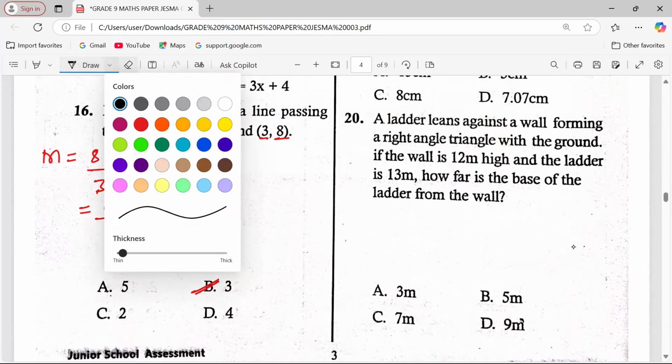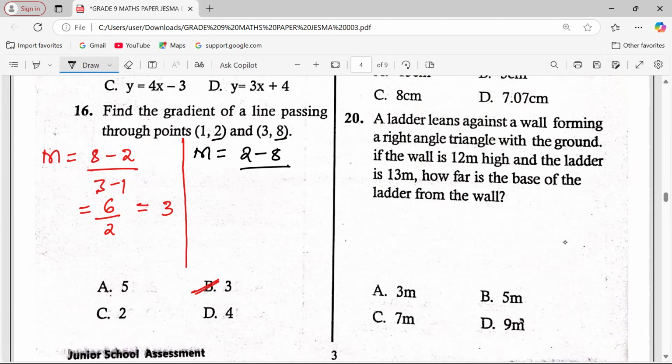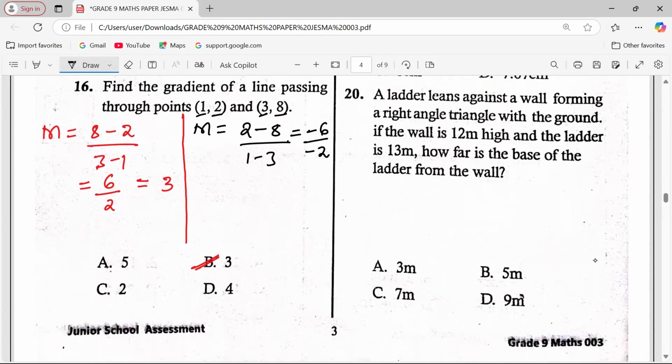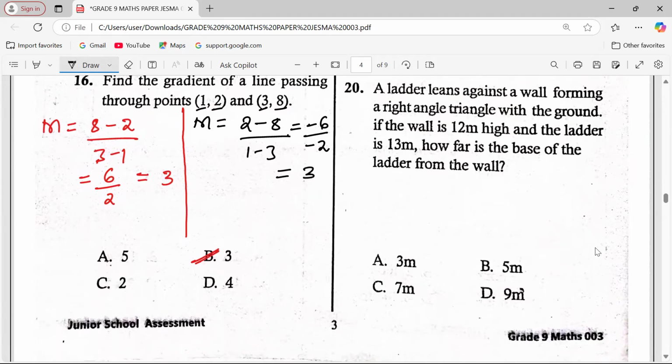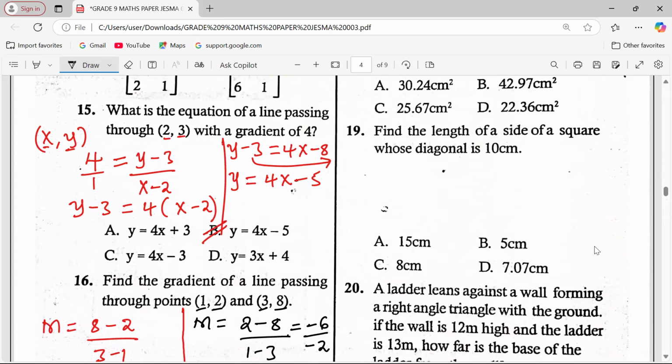You can even say that a gradient M is given by change in y. You begin with 2 minus 8 divided by 1 minus 3. So this is going to be negative 6, and this is going to be negative 2. The negative will cancel, and we will have a positive 6 over 2. And finally, it will simplify to a gradient of 3. So you see, the answer is just the same, regardless of the coordinate that you begin with.